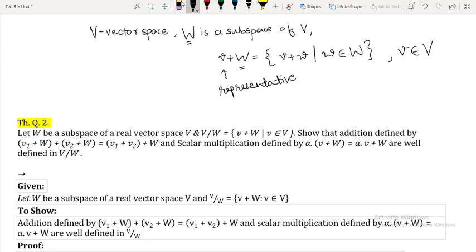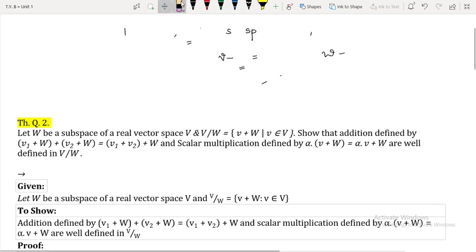Given an element of V, corresponding to each element of V we can find a coset of W in V, and whatever v we are taking will be called the representative of the coset. We have seen a few examples on this. What was one of the examples?